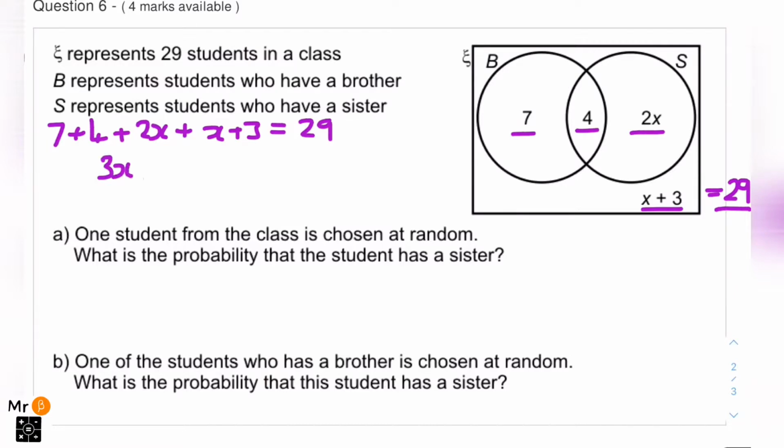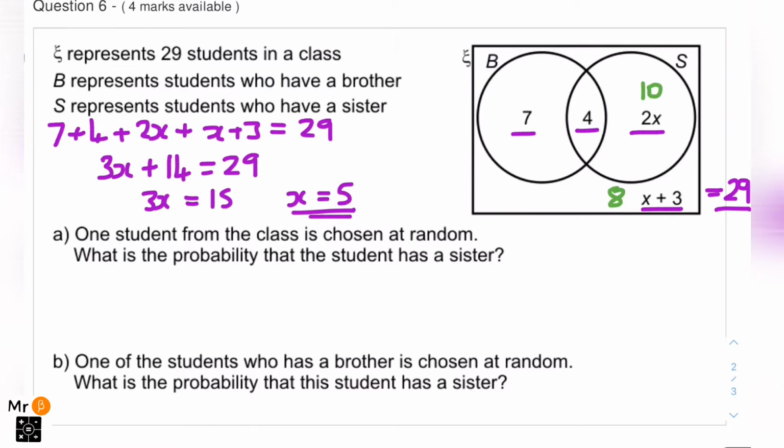So we collect together our x's and we collect together our numbers. That gives us 3x plus 14 is equal to 29. We can now solve this by subtracting 14 from both sides and then dividing both sides by 3. That now gives us that x must equal 5. So therefore 2x must equal 10 and x plus 3 must equal 8. Now we've got rid of our algebra and replaced it with our numbers, we can answer these two questions.